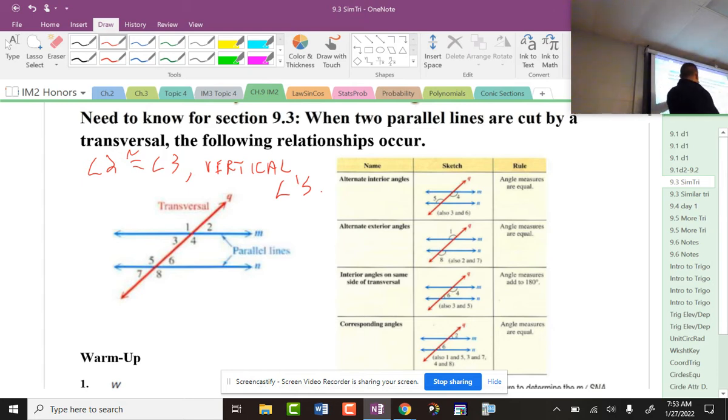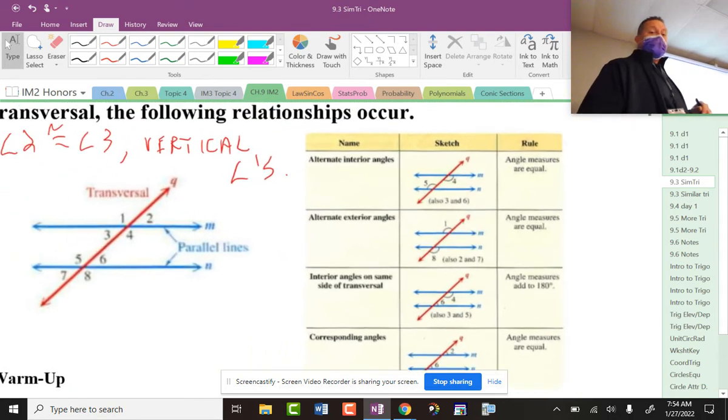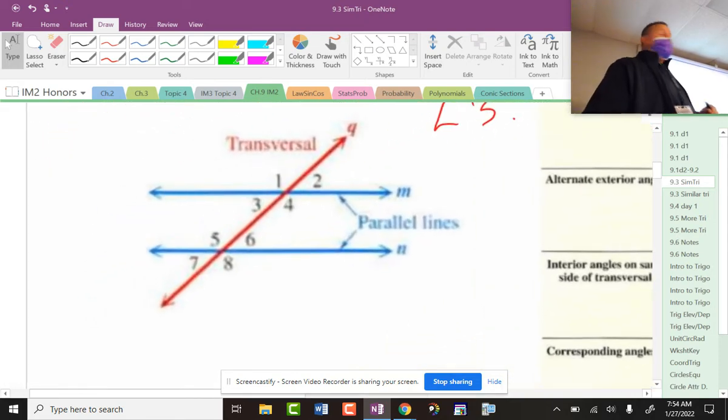So 2 equals 3, 1 equals 4, 6 equals 7, 5 equals 8. And I believe we have had that before, but maybe I'm thinking of my CAD class. So I just wanted to make sure I stated that. Hopefully you recall that from basic geometry. And I always tell people to cheat.